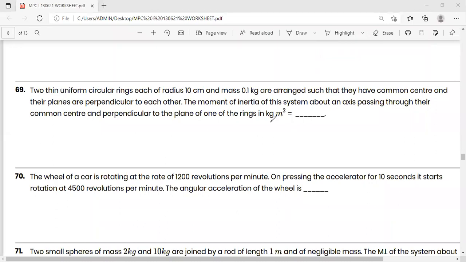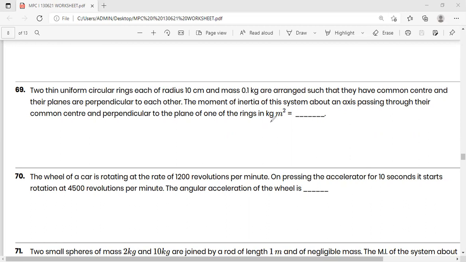Question number 69. Two thin uniform circular rings, each of radius 10 centimeter and mass 0.1 kg, are arranged such that they have a common center and their planes are perpendicular to each other. The moment of inertia of the system about an axis passing through their common center and perpendicular to the plane of one of the rings. For one ring, if the axis is perpendicular to the plane, for the other ring definitely it should be parallel to the plane only.